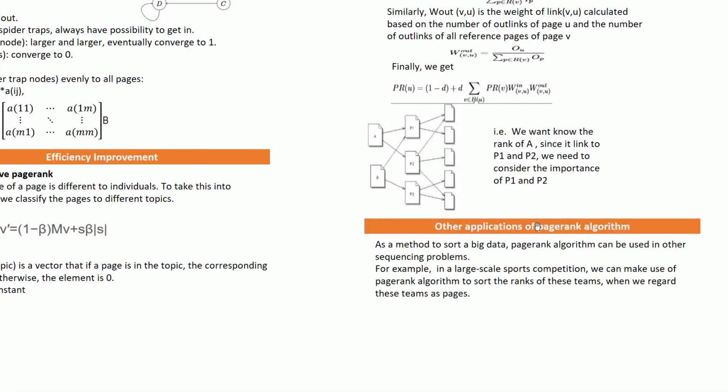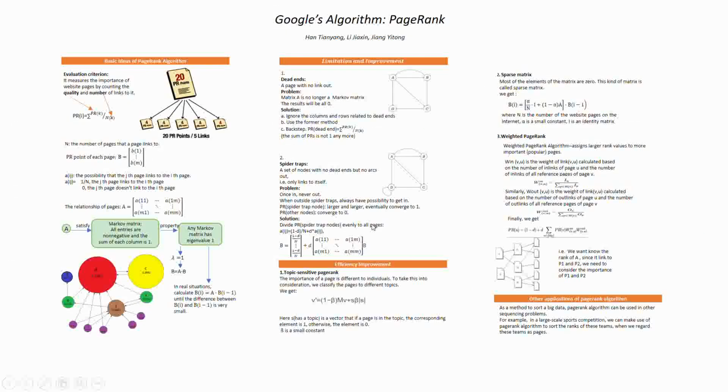The PageRank algorithm, as a method to sort big data, can be used in other sequencing problems. For example, in a large-scale sports competition, we can make use of the PageRank algorithm to sort the rank of the teams. We can just regard these teams as pages. This is the end of our presentation about Google's algorithm PageRank.